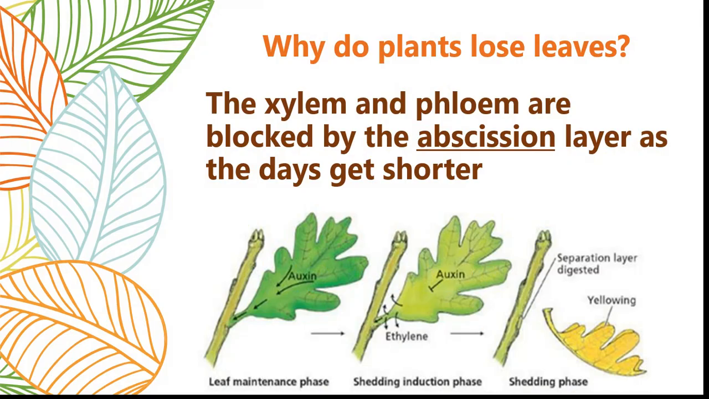But now we're going to see the way they do it. Okay, the mechanism of how it happens. All right, so the xylem and phloem headed to the leaf are blocked by something called the abscission layer. As the days get shorter, the plant notices how much sun it's not getting. And what will happen is these chemicals, ethylene and auxin, and we're going to look at them very quickly in a few minutes, shut off the water that goes to the leaf.